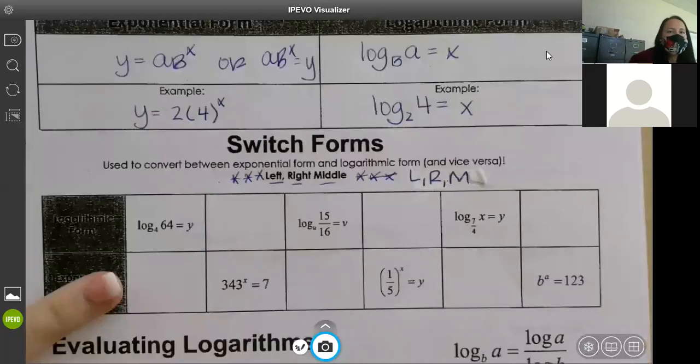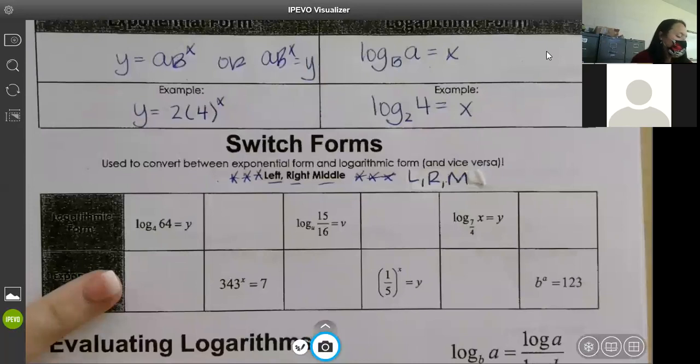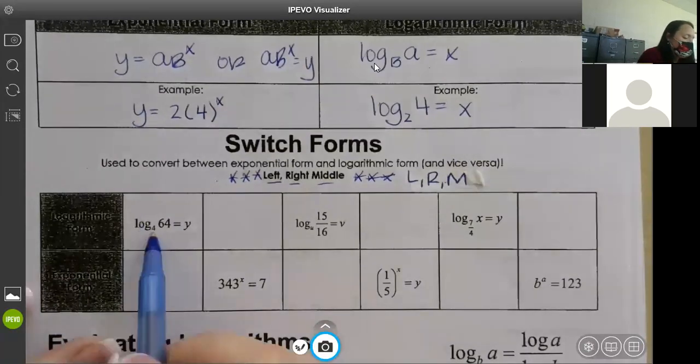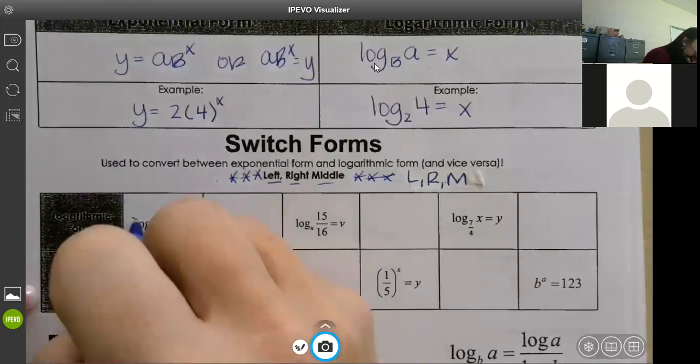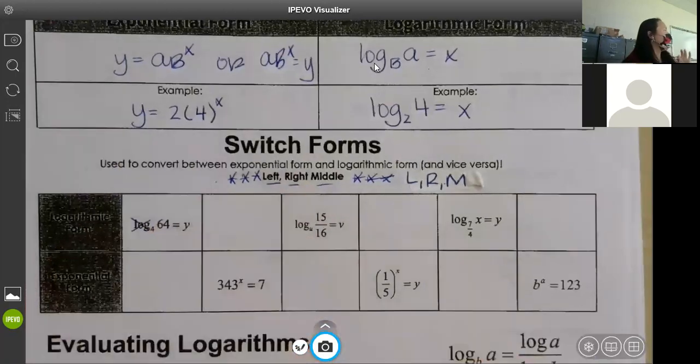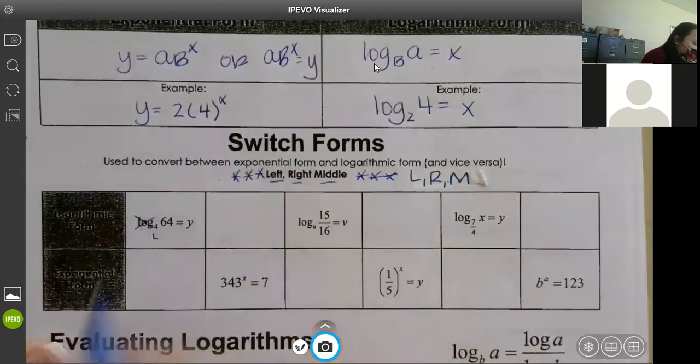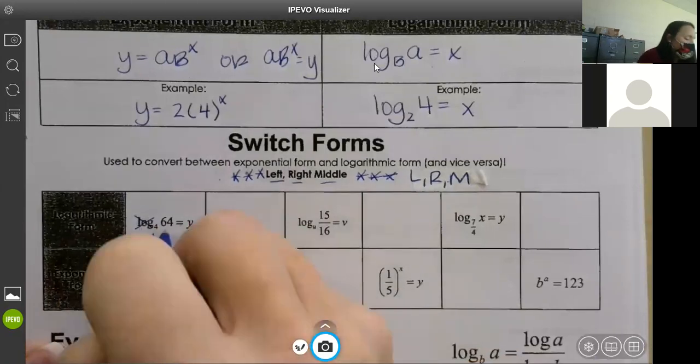So if we look at the very first one right here, to change forms, you're literally doing left, right, and middle. So what that means is we're looking at our numbers, and we're looking at the leftmost number. So if we're looking at log base 4 of 64 equals y, you're not looking at log. We're going to change it from log form into exponential. So log doesn't count anymore because we're trying to get rid of that, okay? What is your leftmost number? 4. Your rightmost is y, and your middle is 64. We're going to do it in that order.